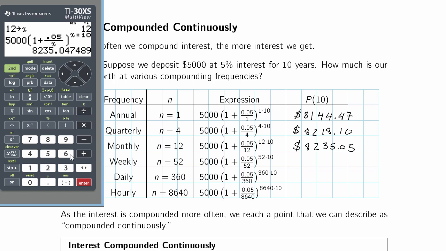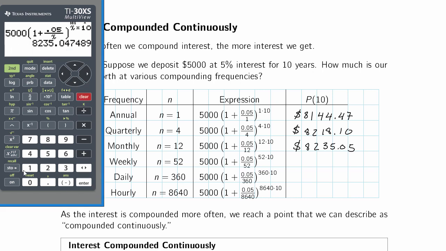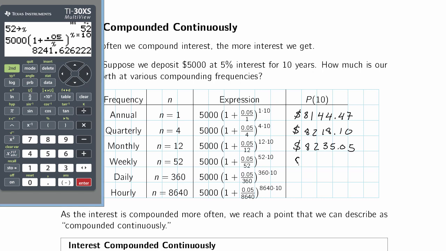Okay, what if we go up to weekly? And we'll be finance people here. We'll pretend that there are 52 weeks in a year instead of 52 and a bit. Okay, well that still went up, but hardly by anything, right? Now we've got $8,241.63. So that was like $6.